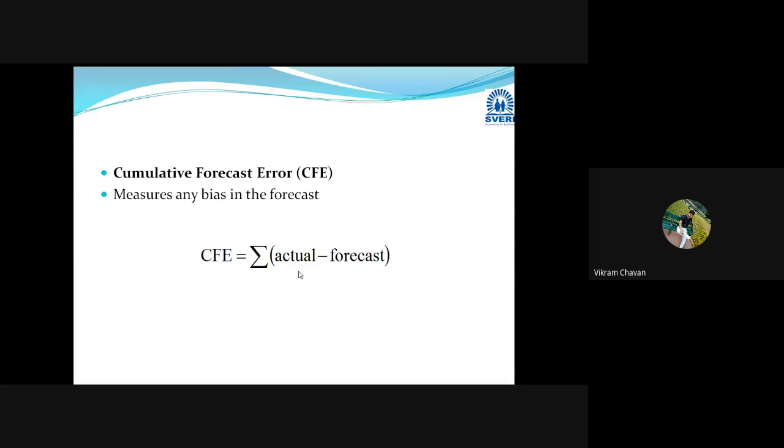So the cumulative forecast error is the total cumulative error of that particular total period. The equation we use to calculate it is CFE, cumulative forecasting error, equal to summation of, in bracket, actual minus forecast. Actual minus forecast is nothing but error, so summation of error.